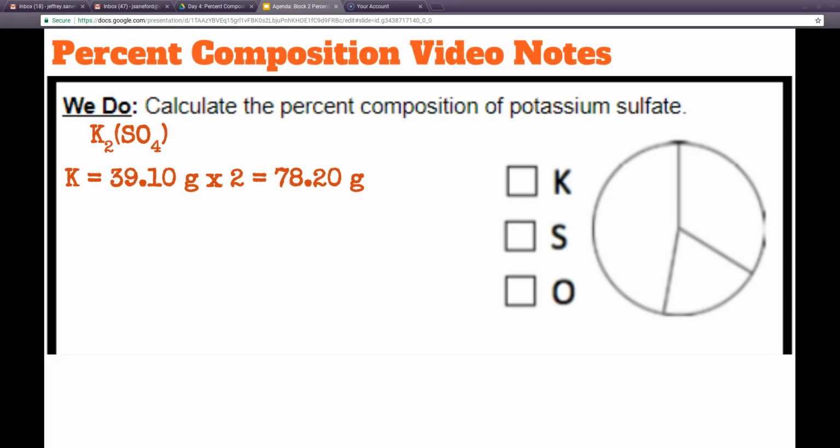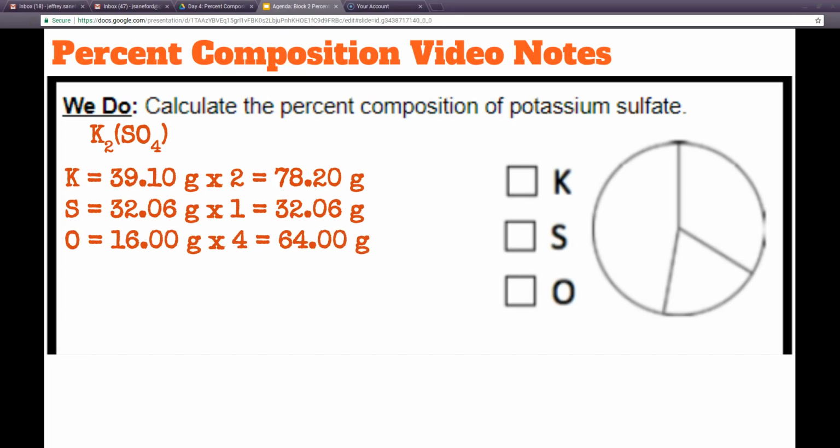Potassium is 39.10 grams from the periodic table times the 2 atoms of potassium in our formula gives us 78.20 grams. Sulfur, there is only 1, so its molar mass from the periodic table, 32.06 grams, times 1 is the same value. And oxygen, there are 4, so we take its molar mass from the periodic table, 16.00 grams, times 4 gives us 64.00 grams. And we want to add all 3 of those values together to get the total molar mass, so that would be the whole part of our percent composition, 174.26 grams.